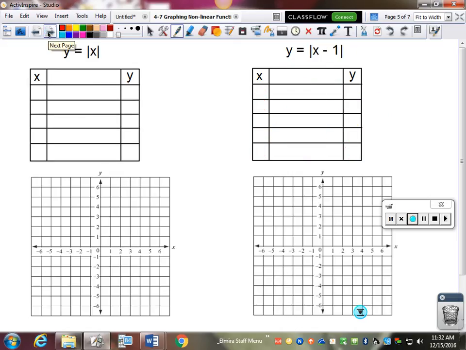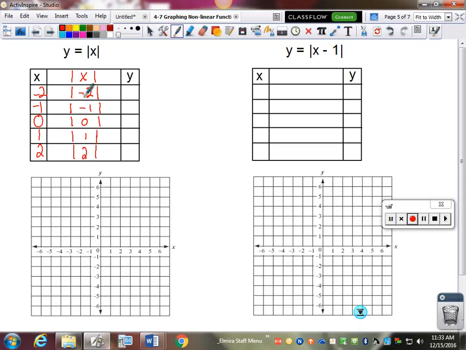Okay, absolute value. Absolute value of x. Here again, we're going to use 0, 1, and 2, but we're also going to use negative 1 and negative 2 because at some point in the graph, sometimes it's not going to be perfectly in the middle, the graph changes direction. So we need more than 3 points to make sure we see the change in direction. So absolute value of negative 2, absolute value of negative 1, absolute value of 0, absolute value of 1, absolute value of 2.